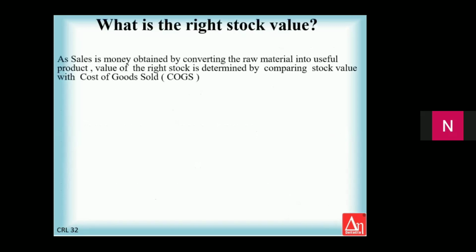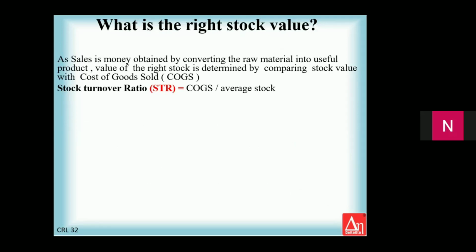Now, a question is normally asked, what is the right stock value? You must have heard of this word JIT, just in time. Toyota and many manufacturing companies practice JIT, which means the material just comes in and goes onto the shop floor, just in time. So there is minimal inventory. Is it possible all the time?